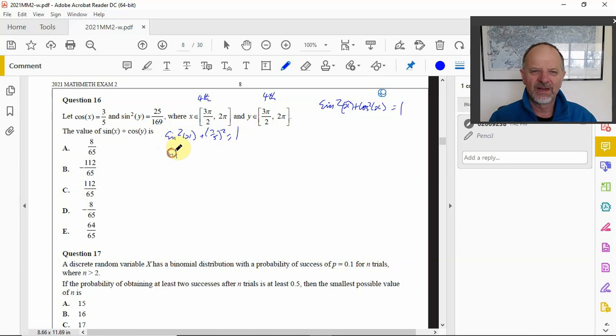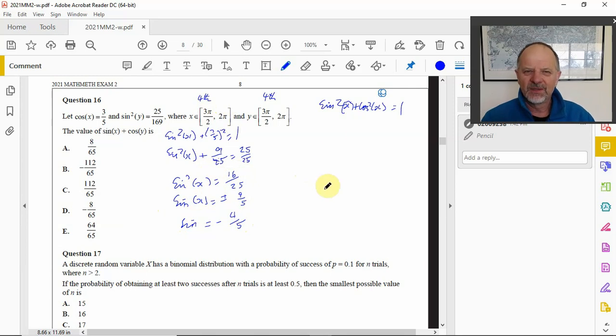And so sine squared x plus 9/25 is of course 25/25. I'm just doing that because we've then got to take 9/25 from both sides, so sine squared x would be 16/25. And so sine x could be plus or minus 4/5 in that case. Now we're in the fourth quad, and in the fourth quad sine is negative, so we're looking at sine equals negative 4/5.